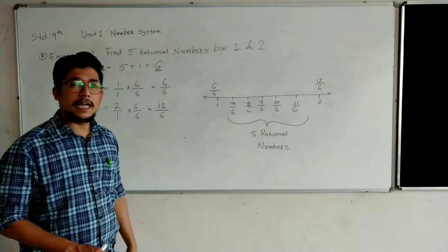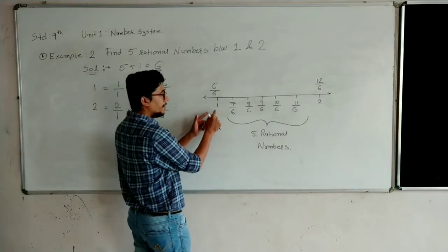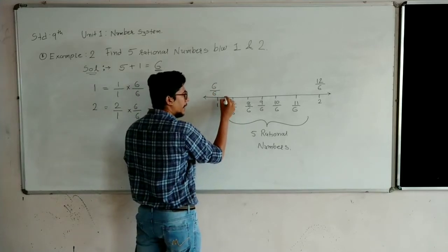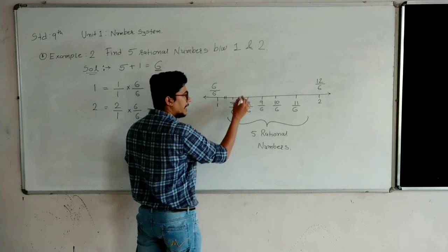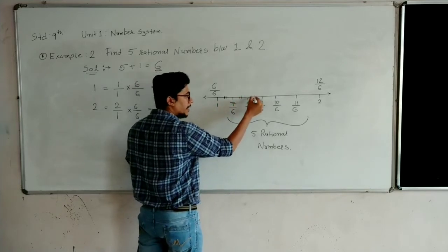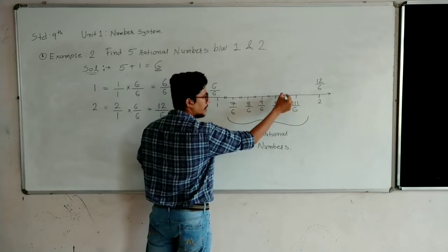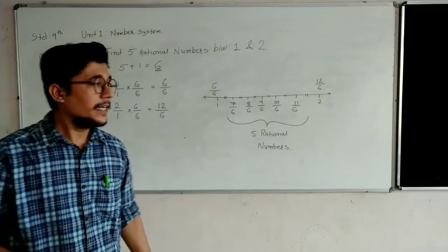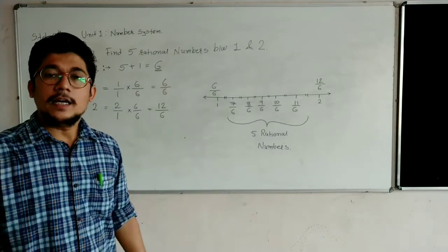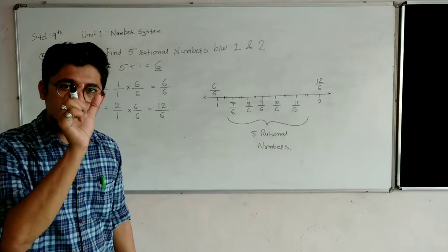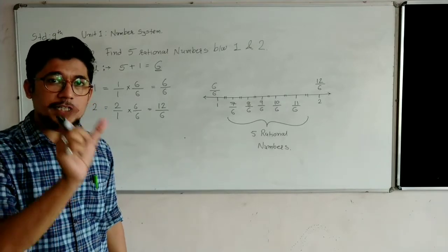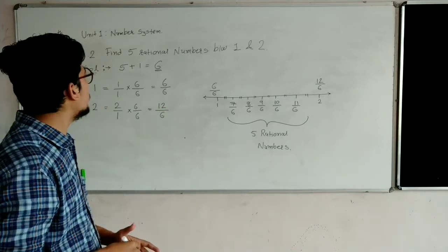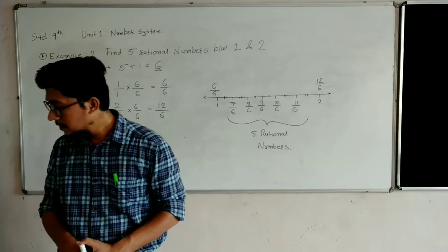So I think this problem is pretty clear to you all. One more thing I will add: the distance between 6 upon 6 and 7 upon 6 will be the same as between 7 upon 6 and 8 upon 6. This distance is also the same, and this, and this, and this. So I will say this division process gives equidistant points on a number line. I think this problem is clear, and now I will start the next problem.